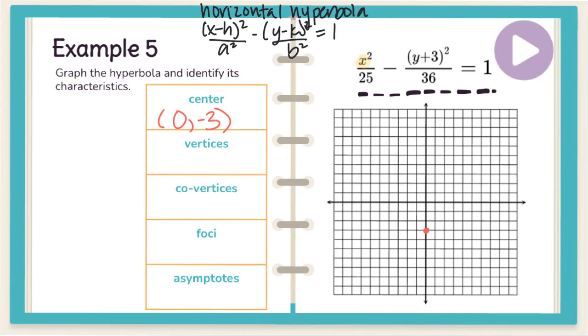Now we use a to find our vertices. So we say a squared equals 25. Square root both sides to get a equals 5. So that's going to be plus minus 5 from the center. And this is going to be 5 to the left and 5 to the right. So this is going to be (5, -3), and then (-5, -3).